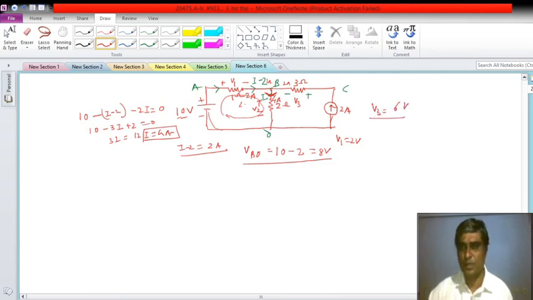Okay, now let me calculate how much is the voltage drop across this current source. Why is the direction not like this? Because I have already assumed that the polarities are like this. That's why the polarity in the branch should be this way only. Okay, so how much is the voltage drop across it?